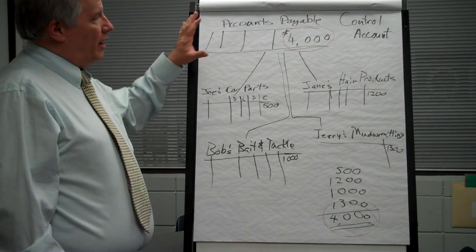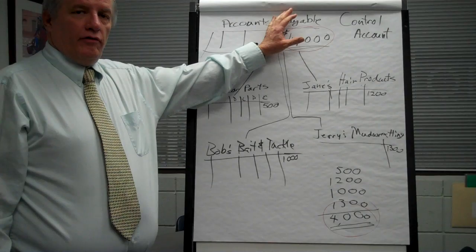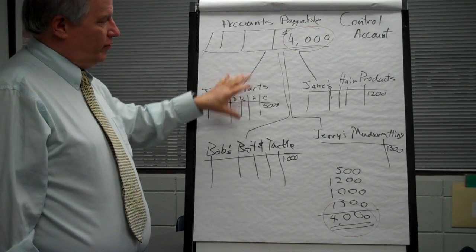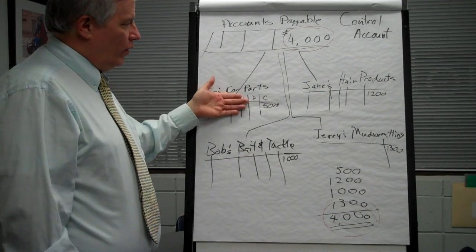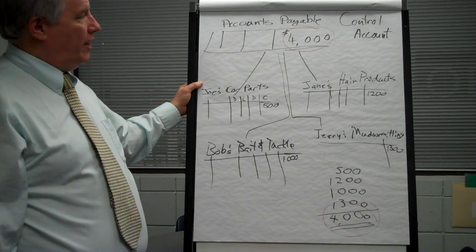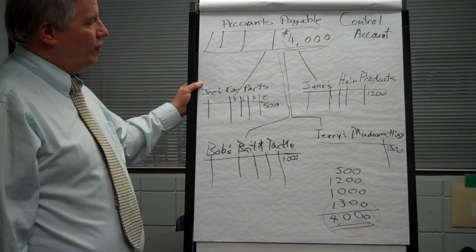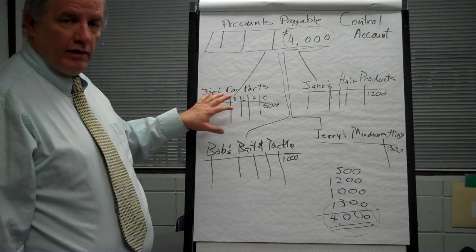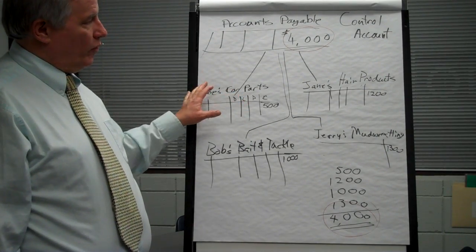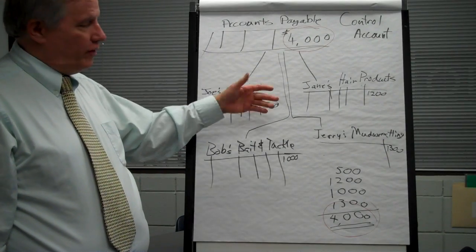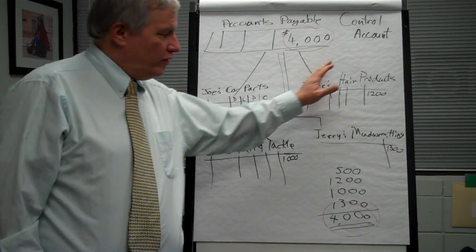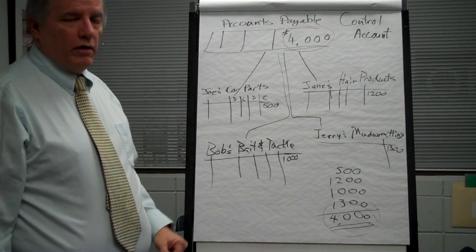The same thing happens with accounts receivable. Accounts receivable has a big number in the general ledger and in the controlling account, and then I have subsidiary ledgers underneath. Each one of these is its own separate account, and you'll find that in your practice set. Each one of these accounts will have its entries recorded from the journal, whether we're buying something or paying a debt that we owe these guys.